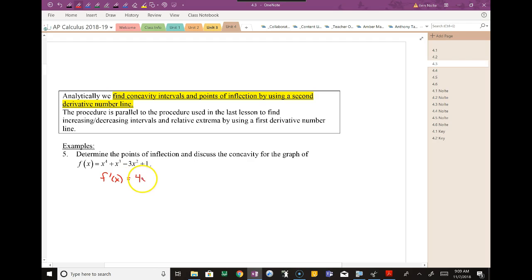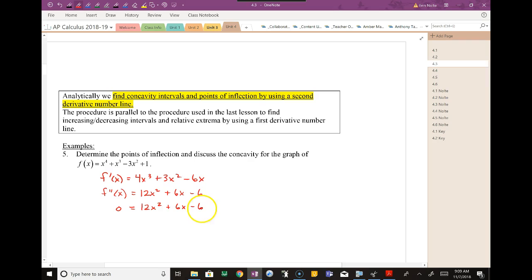Four x cubed plus 3x squared minus 6x. Okay. And now if I take a second derivative, my second derivative is 12x squared... minus 6. Okay. So now once I have my second derivative, what is the next thing that I do? Set it equal to 0 and solve. Good.